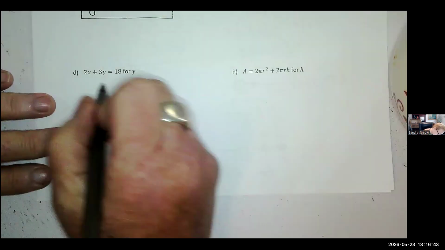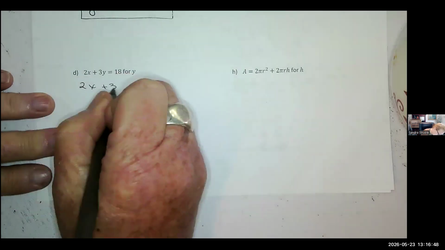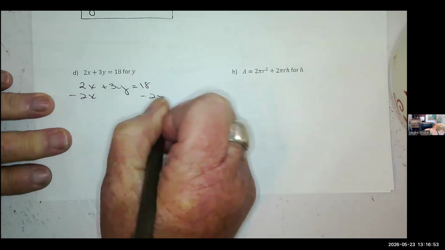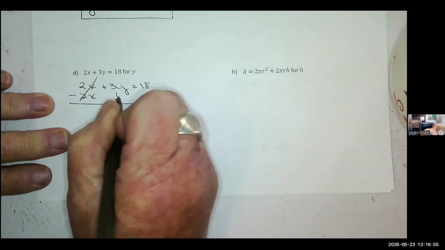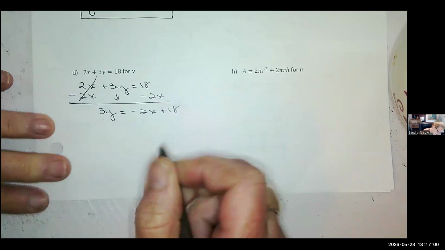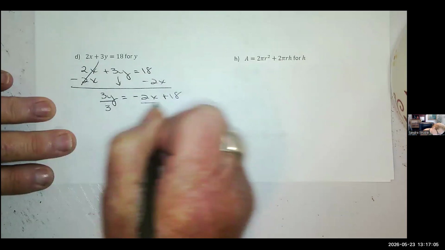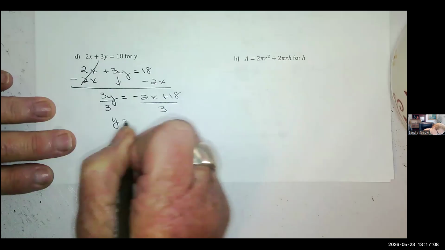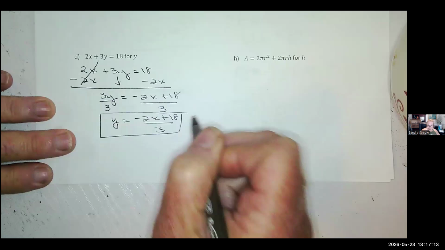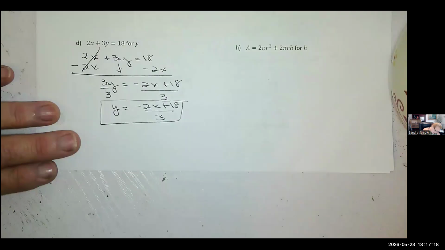All right, I'm going to rewrite this. 2x plus 3y is equal to 18. I'm subtracting 2x from both sides of the equal sign. Bringing this down, 3y is negative 2x plus 18, or 18 minus 2x, your call. And then we're going to divide both sides of the equal sign by 3. So y is equal to negative 2x plus 18 over 3. This is your answer. If you wanted to reduce this, you can. However, you've got to break them up individually, because otherwise it's not going to work.